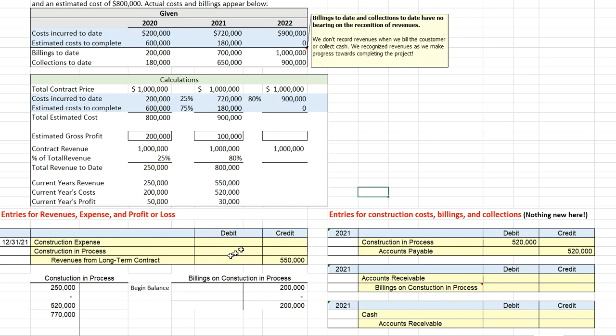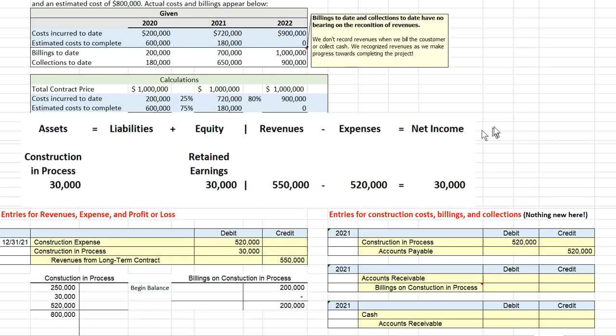So what do we got going on this year? Again, we will record an expense equal to the construction cost that we've incurred, so $520,000. Again, debits don't equal credits, and we need an additional $30,000 in profit. Once again, taking a look at our accounting equation, what went on this year? $550,000 in revenues, $520,000 in expenses, which means net income went up by 30. We've got to have an increase in assets.